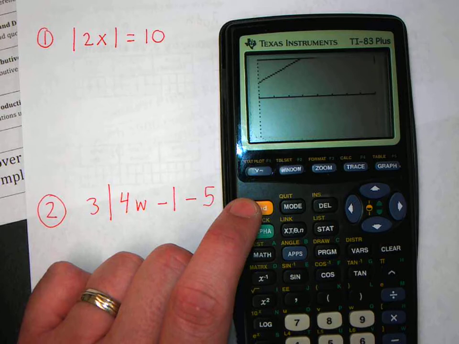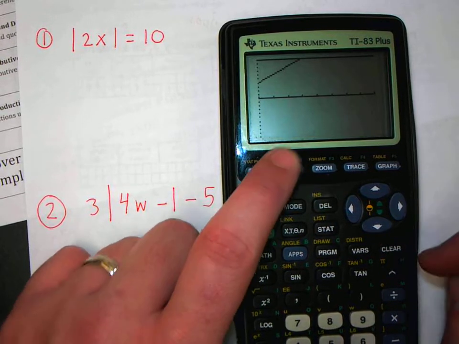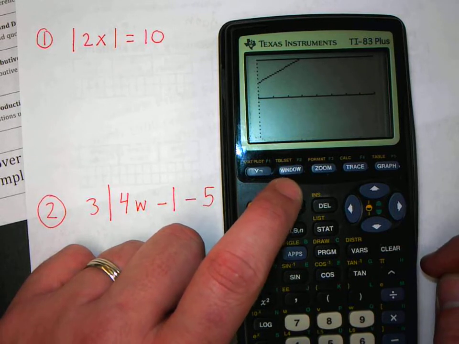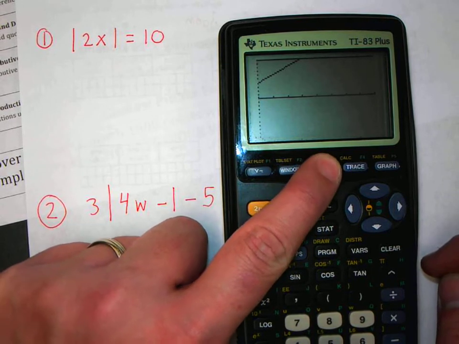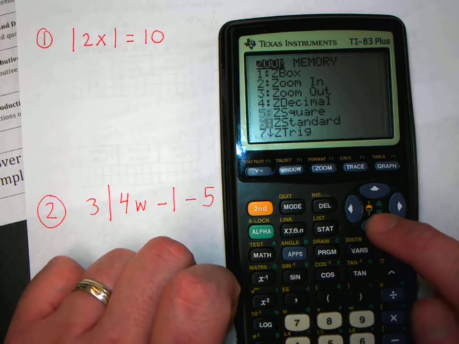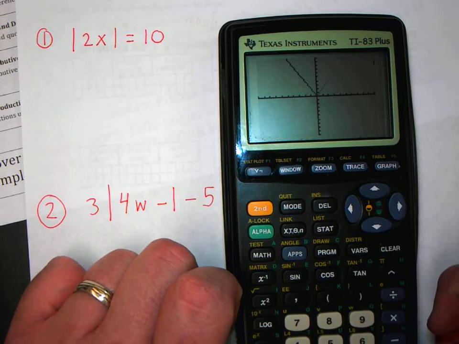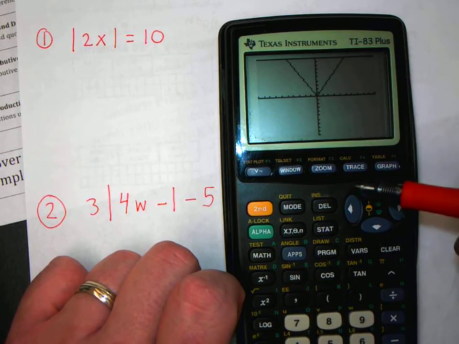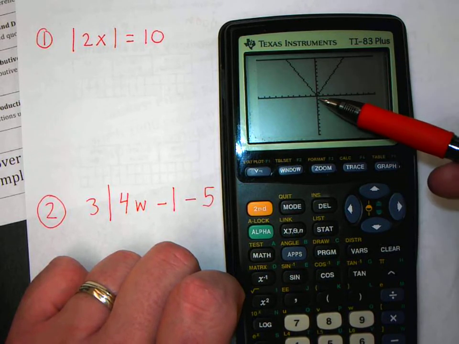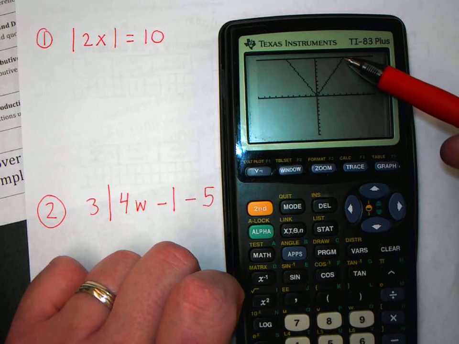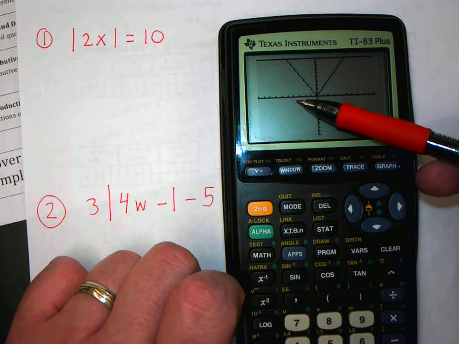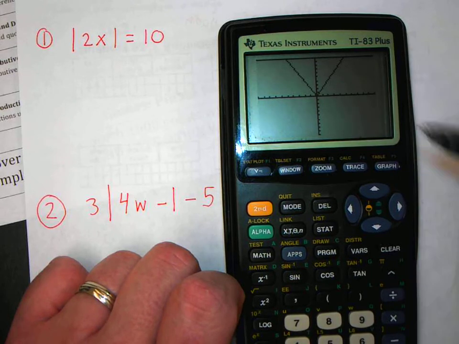Okay. Whoever had this calculator before me did not set everything back the way it should be. So if you ever want to reset things to make it look like the way you like, I like to do zoom and then zoom standard, which is number 6. And that's what you're used to, negative 10 to 10 this way, negative 10 to 10. Okay, so if you look here, it looks like it crosses at 5 and negative 5. Okay, so the answer is negative 5 and 5.